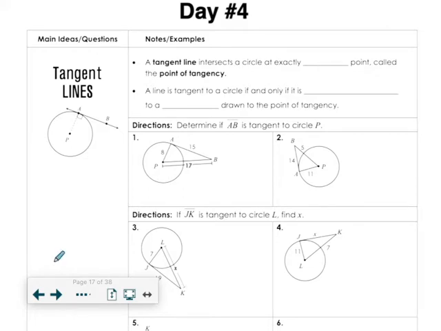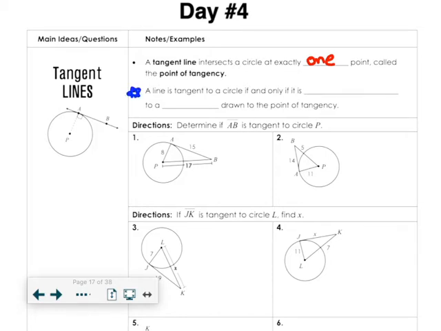It's about tangent lines. Remember what tangent lines mean. A tangent line is only going to intersect the circle at exactly one point. That point is called the point of tangency. One way to check if something is a tangent line is by this second bullet point. Put maybe a star by this.